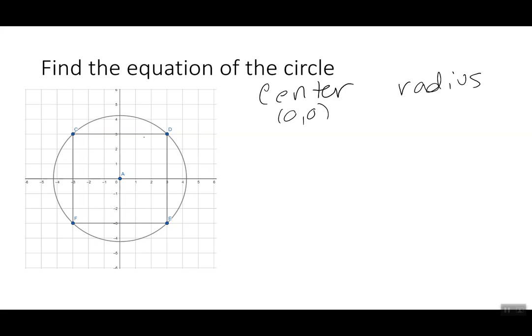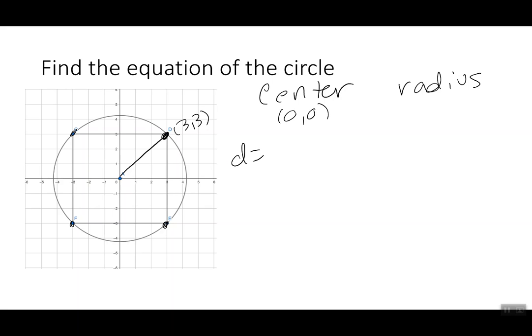So the points on the circle that are really easy to see are the ones I have with the letter D, E, F, and C. So let's just look at D. D is 3, 3. So what I could do is say, well, what if I could find the distance from my center, 0, 0, over to this point 3, 3, then I would have the length of the radius. So why don't we try that? And maybe the easiest thing to do would be the distance formula.